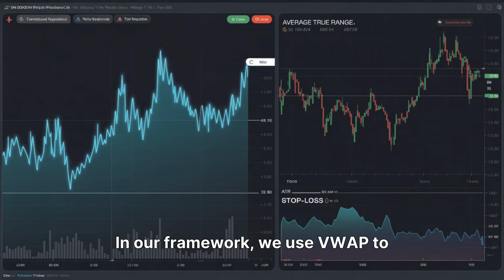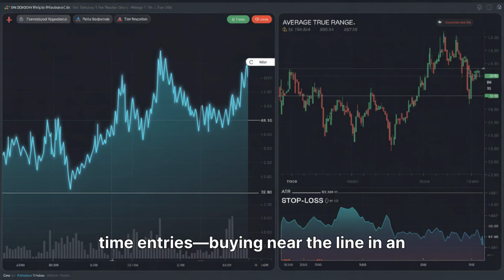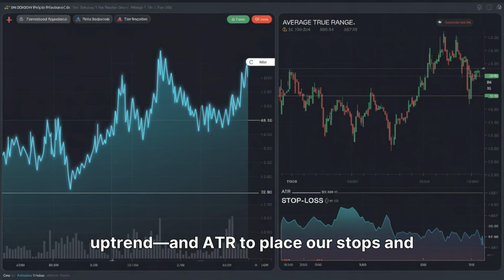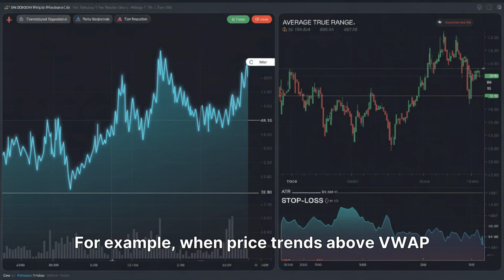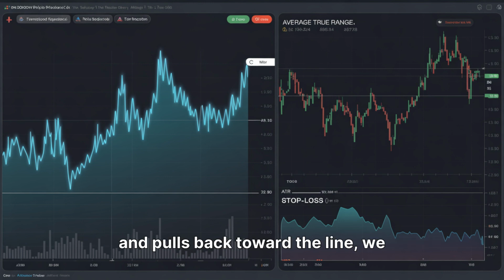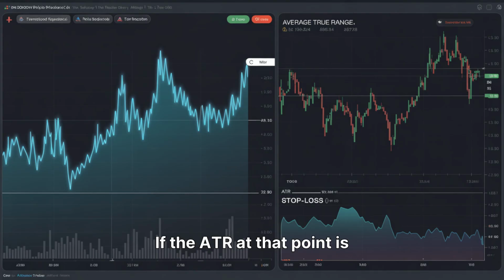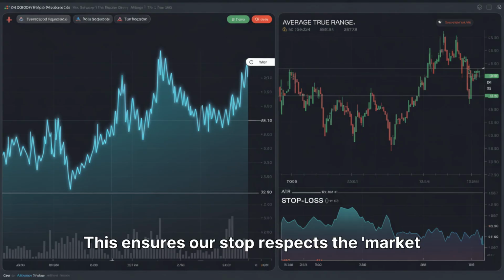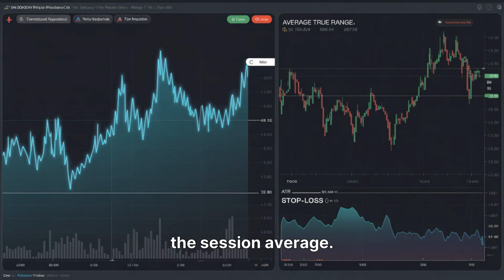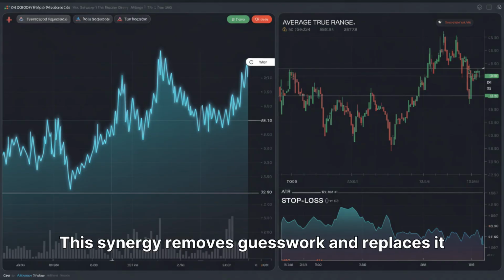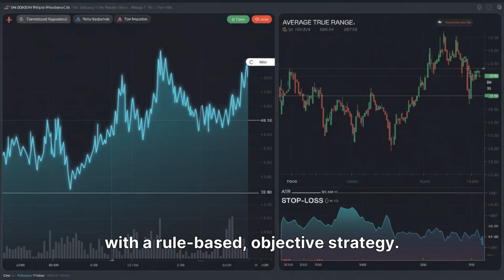In our framework, we use VWAP to time entries, buying near the line in an uptrend, and ATR to place our stops and targets. For example, when price trends above VWAP and pulls back toward the line, we wait for a bounce. If the ATR at that point is 50 cents, we set our stop exactly 1 ATR below entry. This ensures our stop respects the market noise, while our direction is aligned with the session average. This synergy removes guesswork and replaces it with a rule-based, objective strategy.